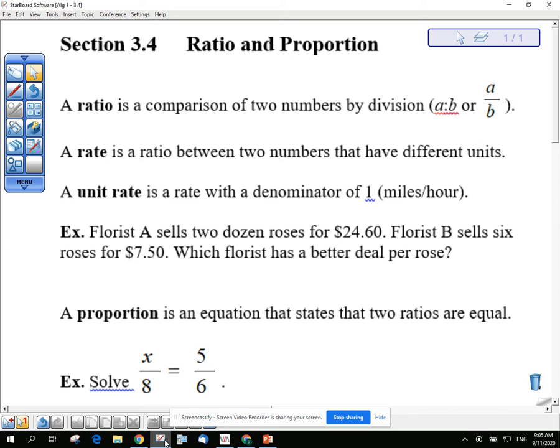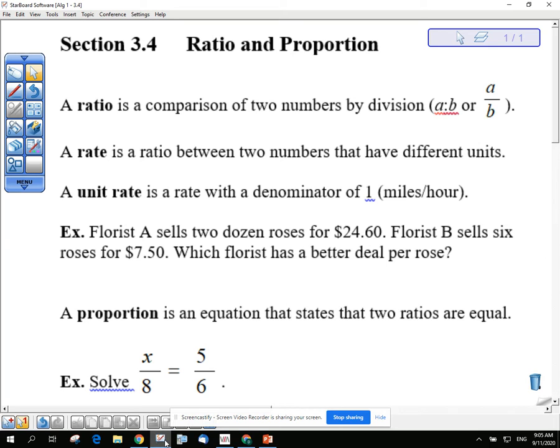Then there's such a thing as a unit rate where the denominator is 1. The example I'm giving you is miles per hour. If you traveled 90 miles in an hour and a half, you wouldn't necessarily tell someone that. You would just say we averaged 60 miles an hour, right? So that's 60 miles in 1 hour. The denominator is 1.